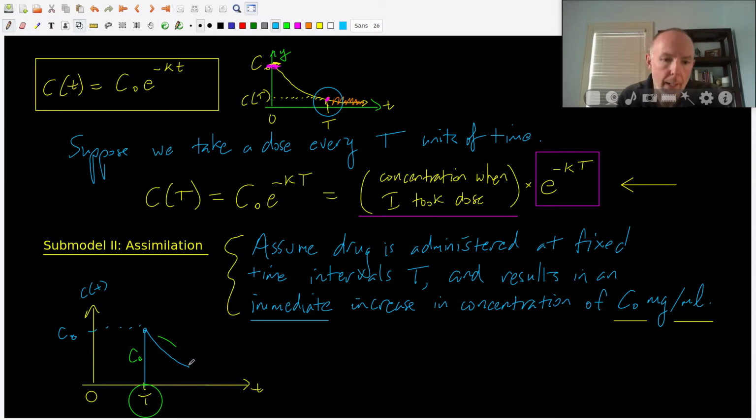And so what's going to happen is the drug is going to decay away to some level, and then I'm going to take a new dose. But our rule says that the amount jumps by C0 every time. So this is time 2t, right? Another period of time t has passed by. So every time a period of time t passes by, I'm going to take a new dose.